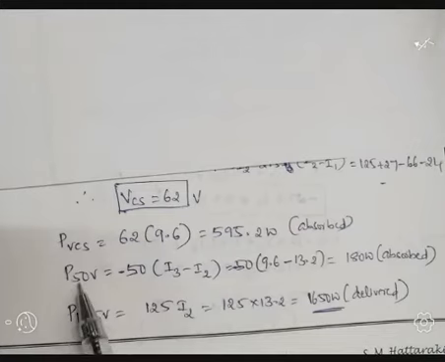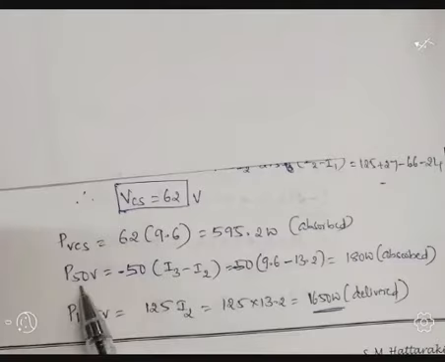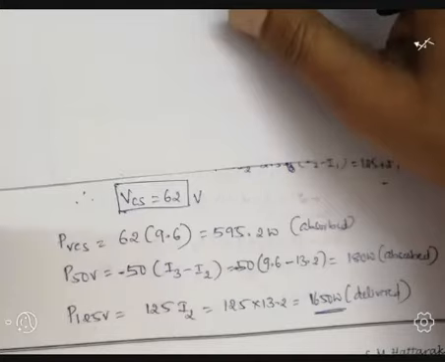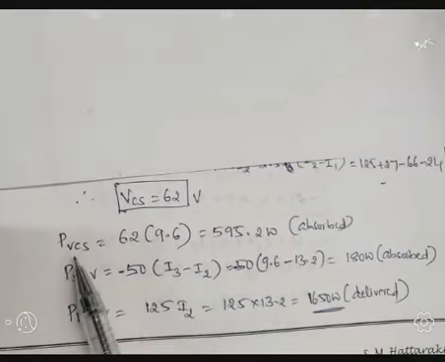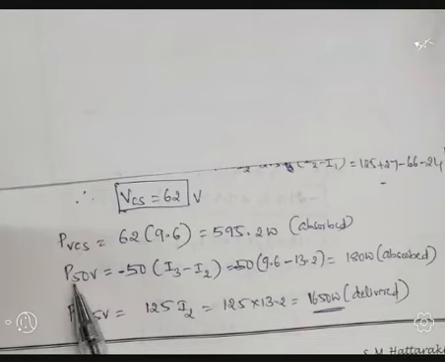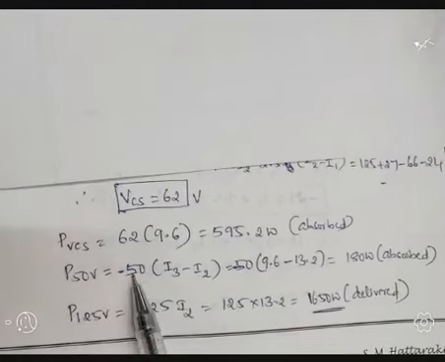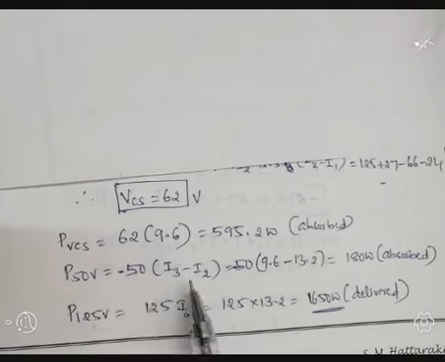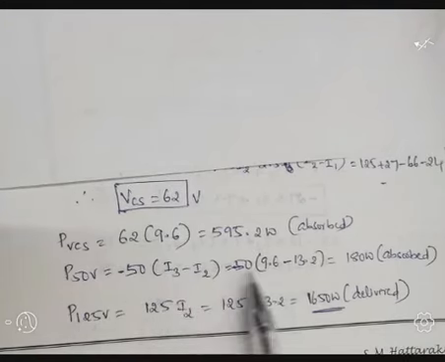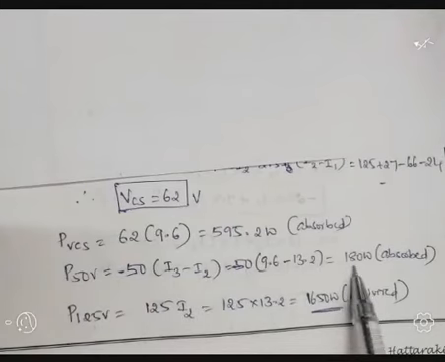Next, power delivered by the 50 volt source. There are three voltage sources: one is the independent voltage source 50, the independent voltage source 125, and one more, the dependent source, which is represented by VCS. So the power delivered by the 50 volt source is 50 as it is, and through that source, current I3 minus I2 is flowing. Substitute the values of I3 and I2, and we get the answer as 180 watts.